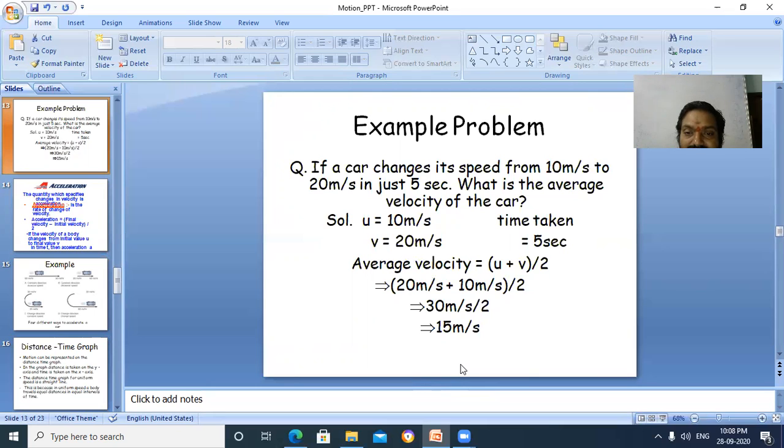So we can take it as initial and final, and 10 plus 20 by 2, because initially it is going with 10 meter per second velocity and then 20 meter per second velocity. So we can have here average velocity, which is 10 plus 20 by 2, which is equal to 15, right? 15 meter per second would be the average velocity.